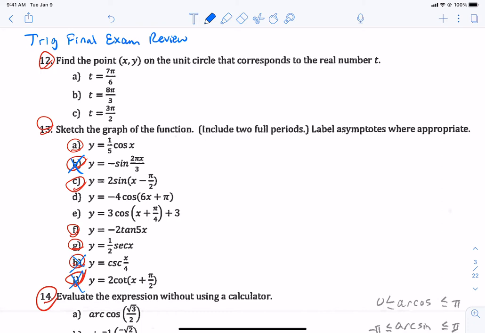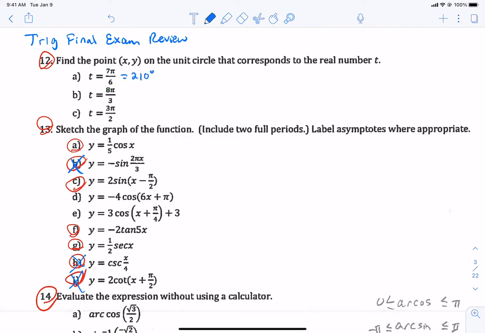So on problem number 12, it says to find the point on the unit circle that corresponds to the real number t. So these are all of our unit circle values. When I see 7 pi over 6, I always think of 7 30s. That is the same as 210.